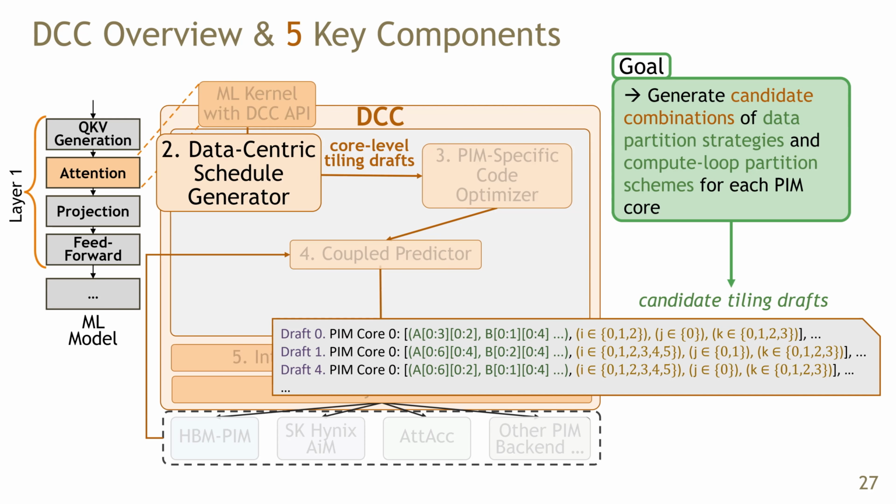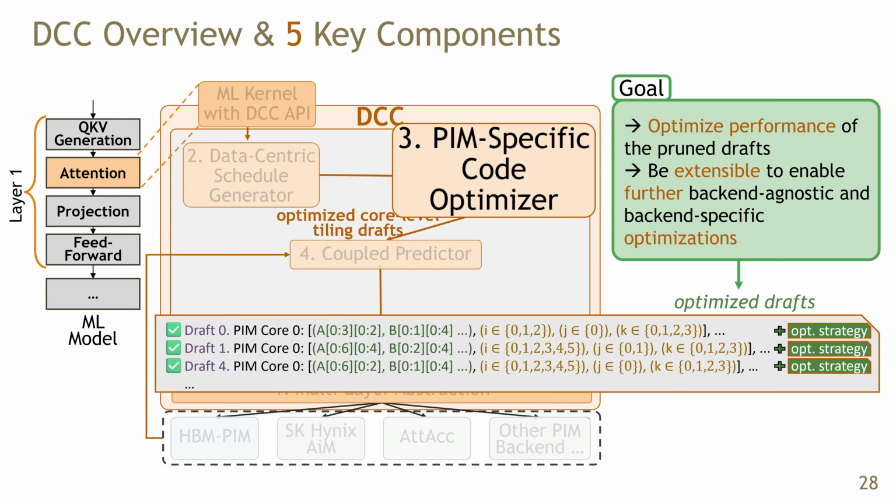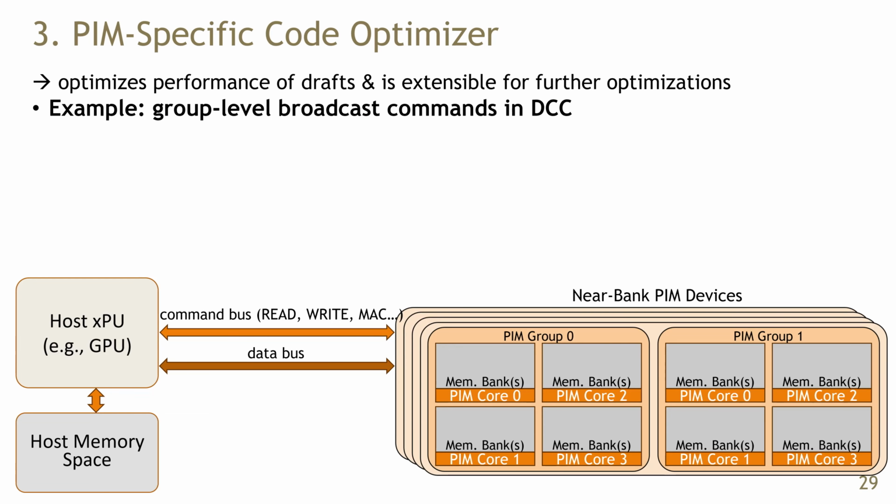These core-level candidate tiling drafts are represented by the DCC's representation and fed to the third component, the PIM-specific code optimizer, producing an optimization strategy associated with each draft. DCC enables many PIM-specific optimizations to further improve the performance.